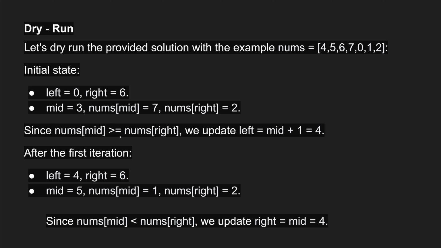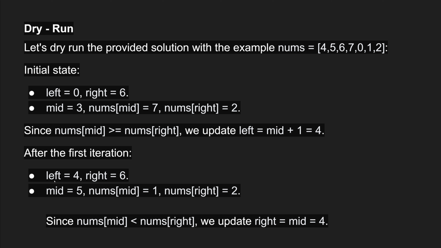What does it mean? It means that our lower values are located towards the right index. They are not located towards the mid index. That's why we shift our left index to mid plus 1. We update left equal to mid plus 1, which is basically 4.